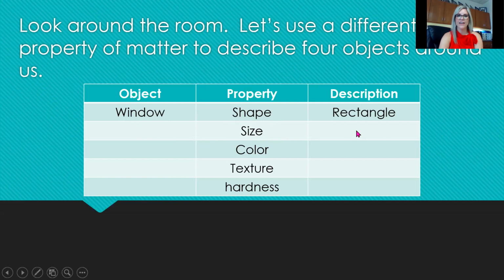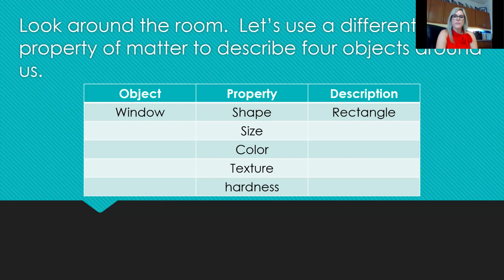Very, very good. Okay, I want you to find a second object. It's got to be different, okay? Look around. Let's find a different object. Just real quick, it doesn't matter what it is. Put your eyes on it. Now we're going to describe it by color. What color is the object that you see? Awesome. Good job. Now let's find a third object.